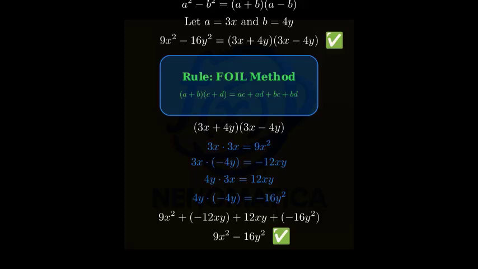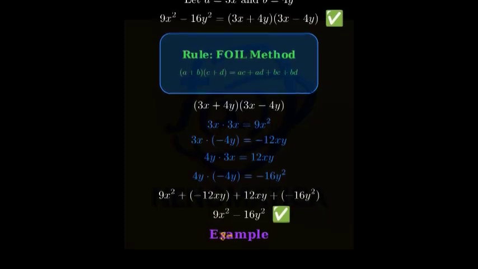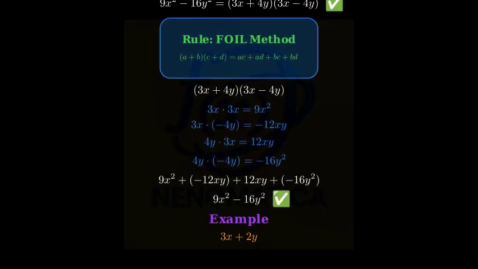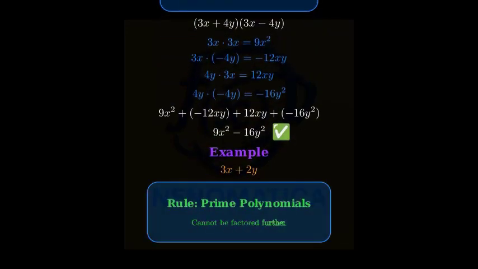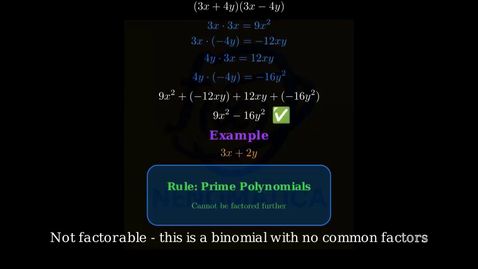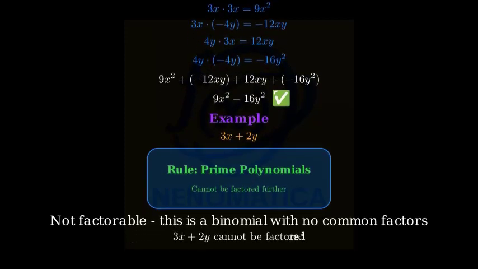Let's look at our second example. Can we express 3x plus 2y as a product of algebraic expressions? To determine if this can be factored, we need to check if it can be written as a product of two or more algebraic expressions. 3x plus 2y is already in its simplest form. It does not fit any of our factoring patterns like difference of squares, perfect square trinomials, or a common factor. Therefore, 3x plus 2y cannot be expressed as a product of algebraic expressions with correct coefficients.